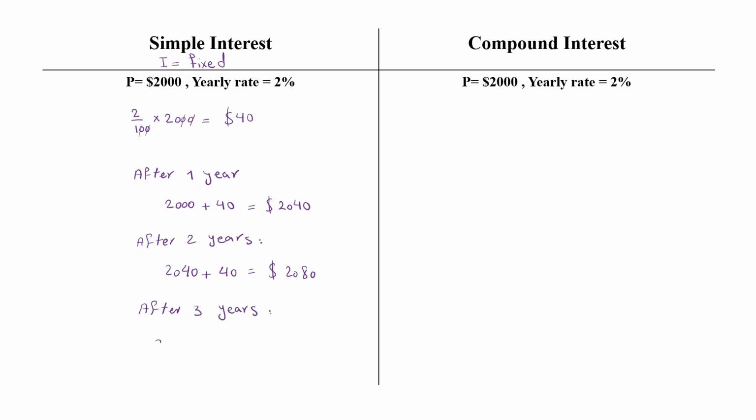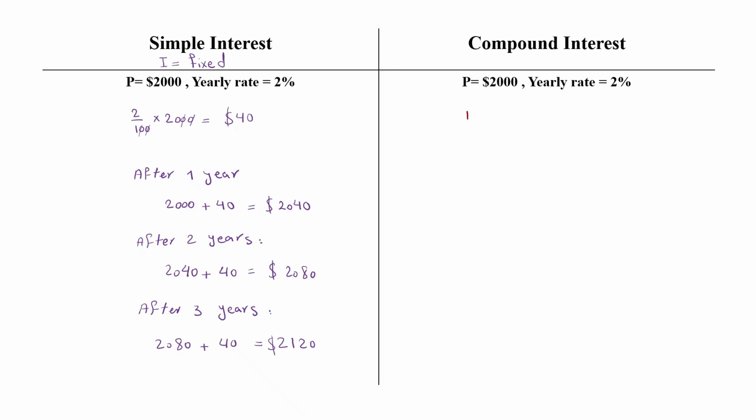you will have $2,080 plus 40. Again, if you add them, you will get $2,120. So if you invest your money with yearly rate of 2%, after 3 years, you will have $2,120. Let's take a look at compound interest.